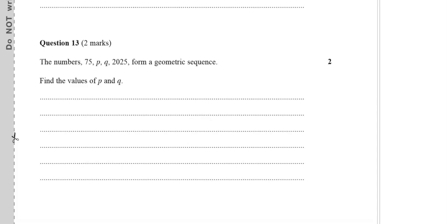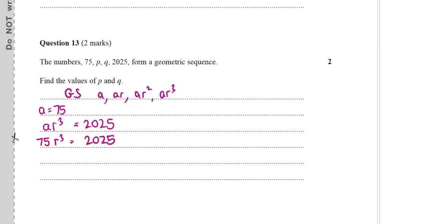Question 13. The numbers 75, P, Q, and 2025 form a geometric sequence. Find the values of P and Q. Pause here to try yourself. Okay, so geometric sequence tells us that they're in the format of a, ar, ar squared, ar cubed. We know that a equals 75, and we know that ar cubed equals 2025, or 75 r cubed equals 2025.